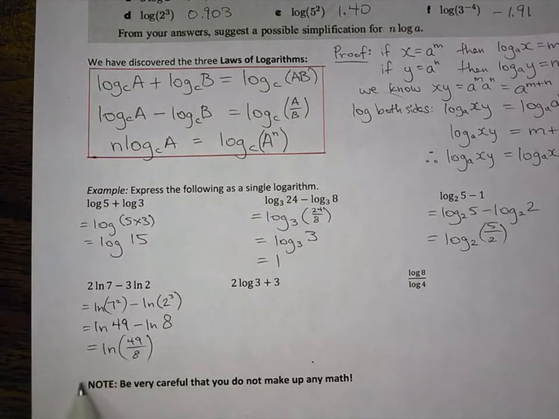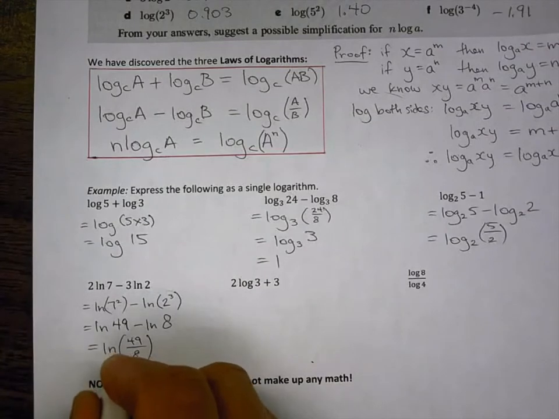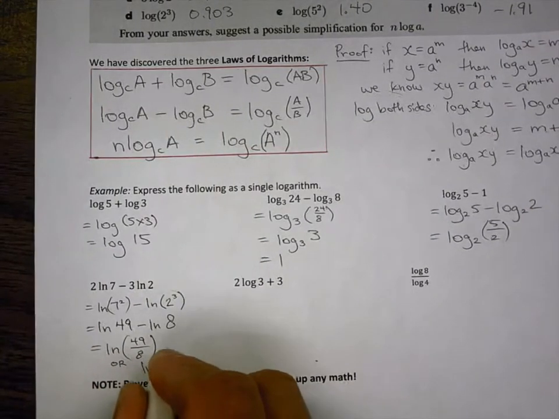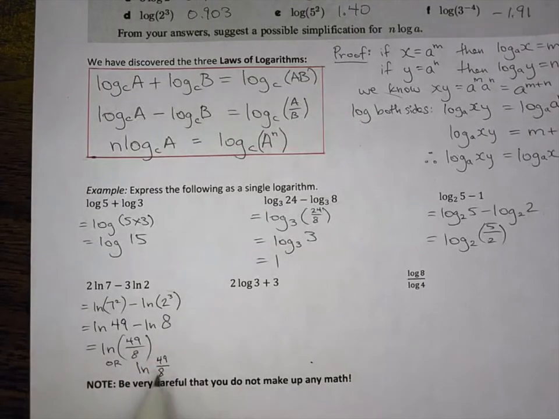Note the brackets are not really necessary. I could write this as just ln 49 over 8. The brackets are implied, so whatever is after the ln is the argument. Same with here, the brackets around 7 squared are not really necessary. If I left out the brackets, it would just be ln 7 squared, and you're assuming that whatever immediately follows ln is the argument.